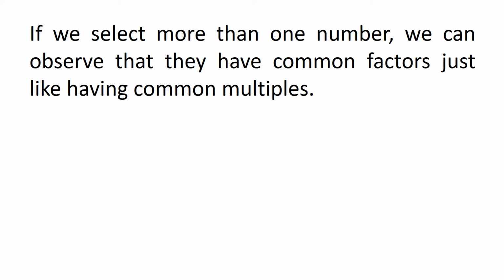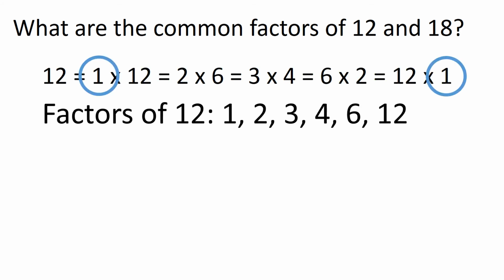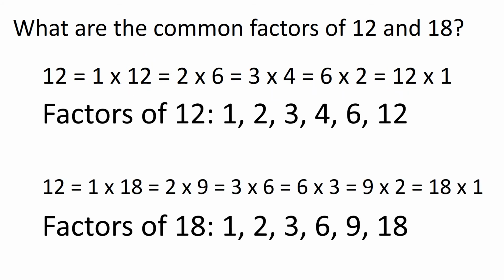If we select more than one number, we can observe that they have common factors just like having common multiples. What are the common factors of 12 and 18? Factors of 12: 1, 2, 3, 4, 6, 12. Factors of 18: 1, 2, 3, 6, 9, 18.